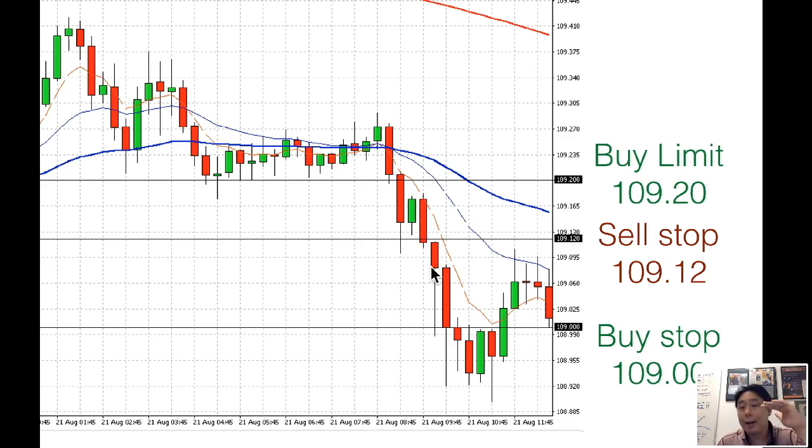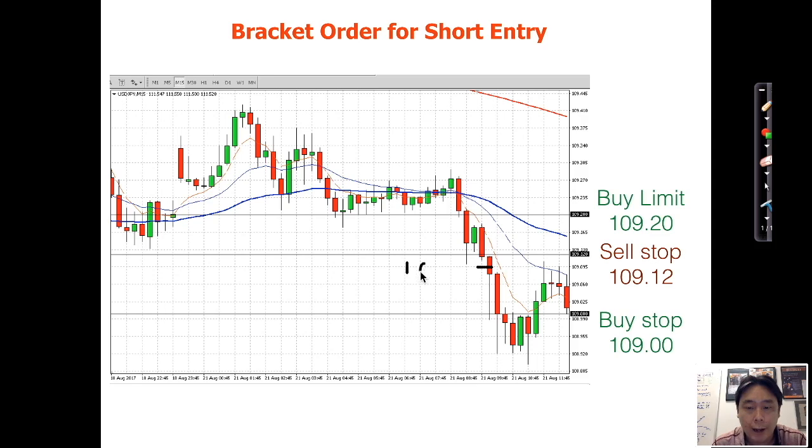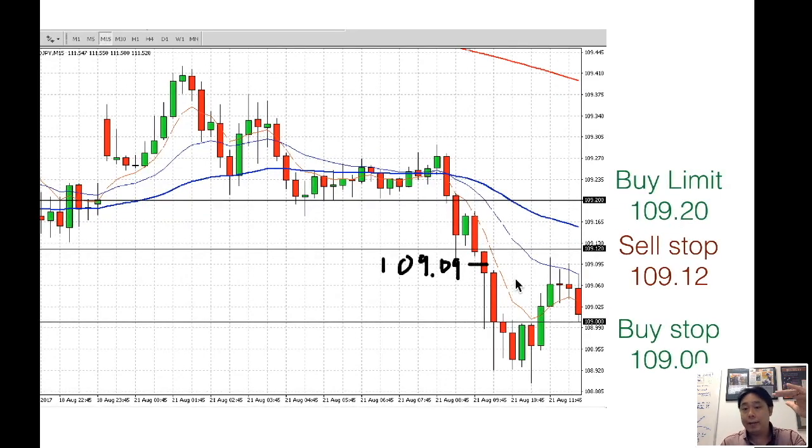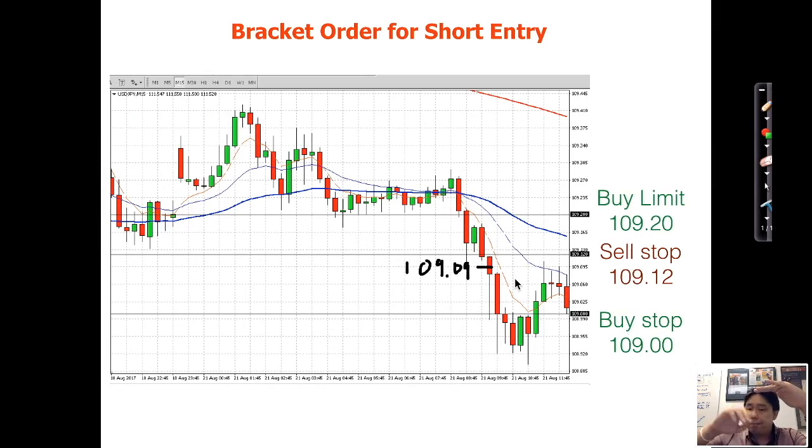It has already moved past my entry price of 109.12. For example, it may have already gone to 109.09. It's already moved 3 pips below my intended entry price. Again, I do not want to chase it. I do not want to sell it at 109.09. So in this case, I'm hoping it will retrace back and I could sell it at my intended entry of 109.12. So I'll use a sell limit order. We use a sell limit order when we want to sell higher than the current price. So it's got to go back up to fill at 109.12.